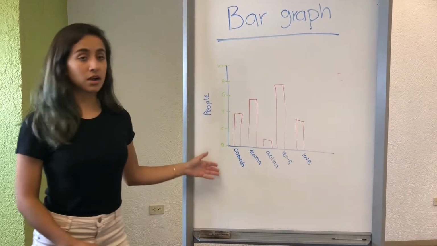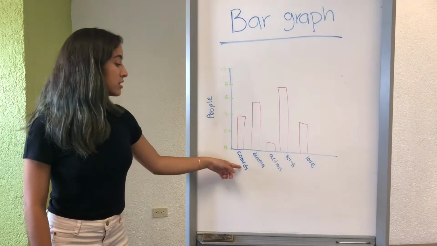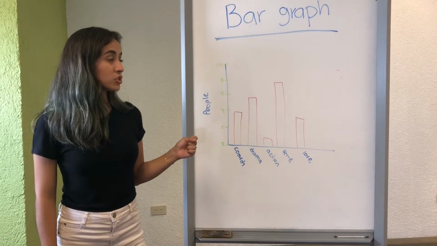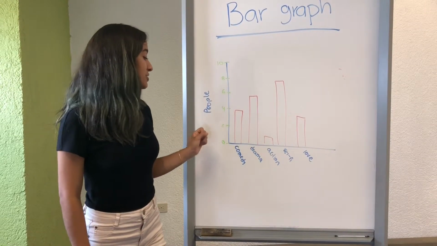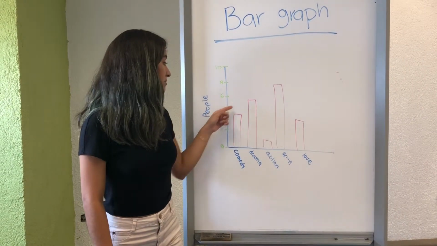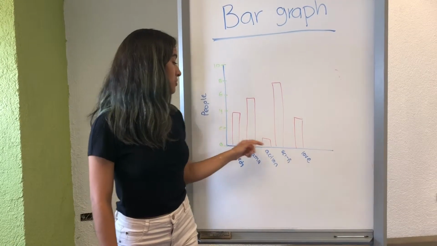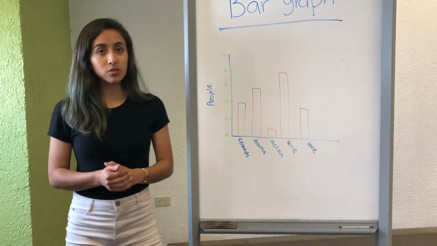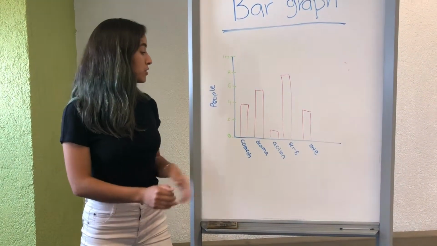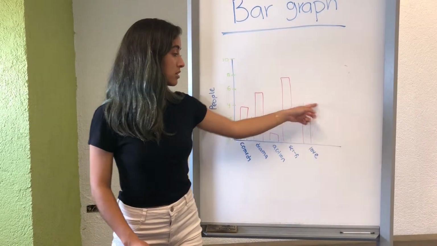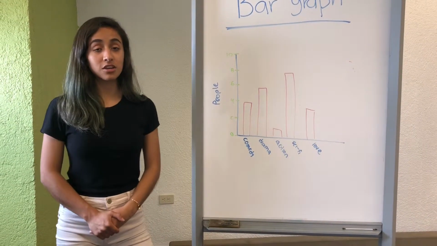For example, in this graph, the data displayed here is the types of movies gathered from a survey. Here it shows comedy 4 persons, drama 6, action 2, science fiction 8, love 4. It's important that in the bar graph you make sure that you leave a space between the bars so the data is not mixed.